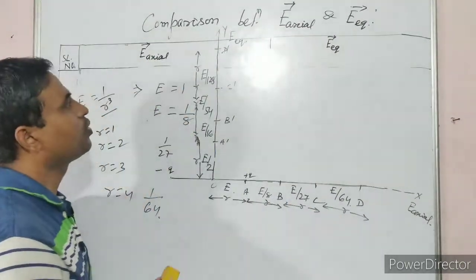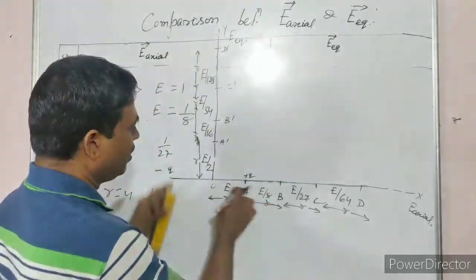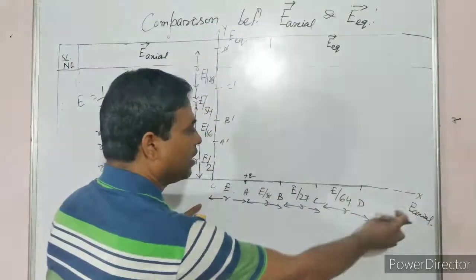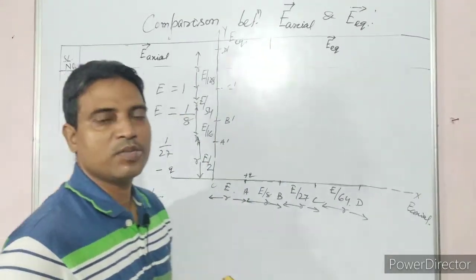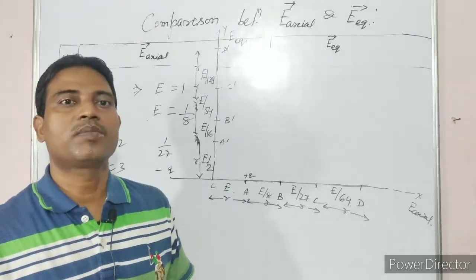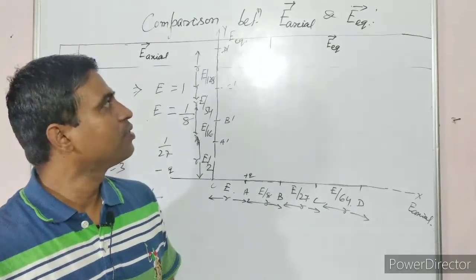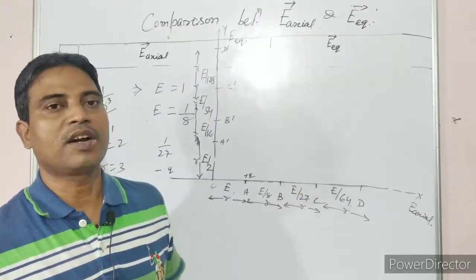So if you plot, it is a vertical line perpendicular to the electric dipole, and the axial line is extended on both sides. I think this is the comparison between the electric field on an axial line and the electric field on an equatorial line. If there is any doubt, you can write everything in the comment box.